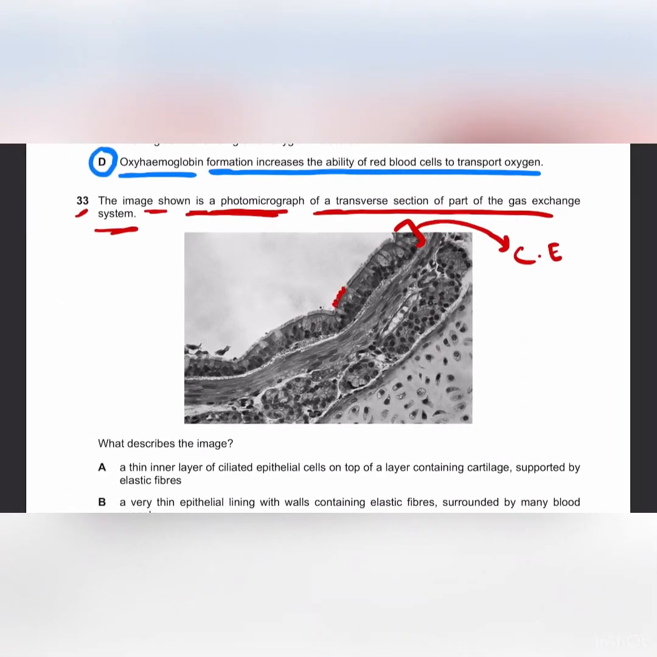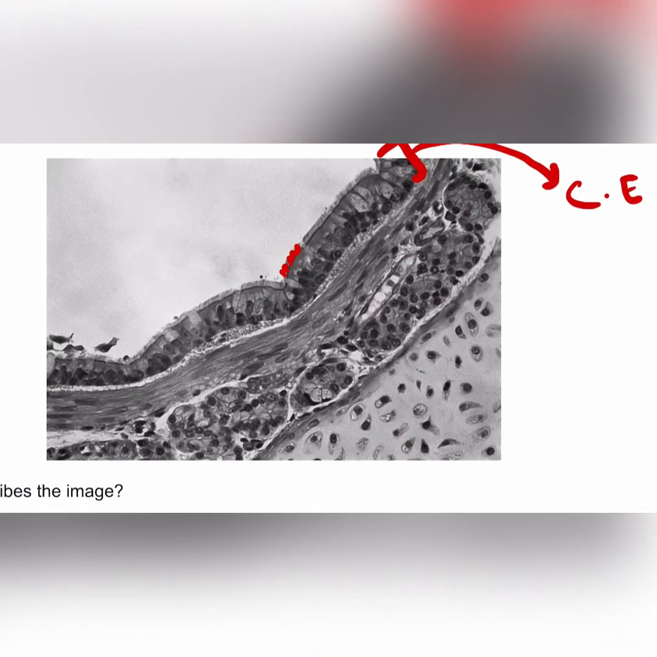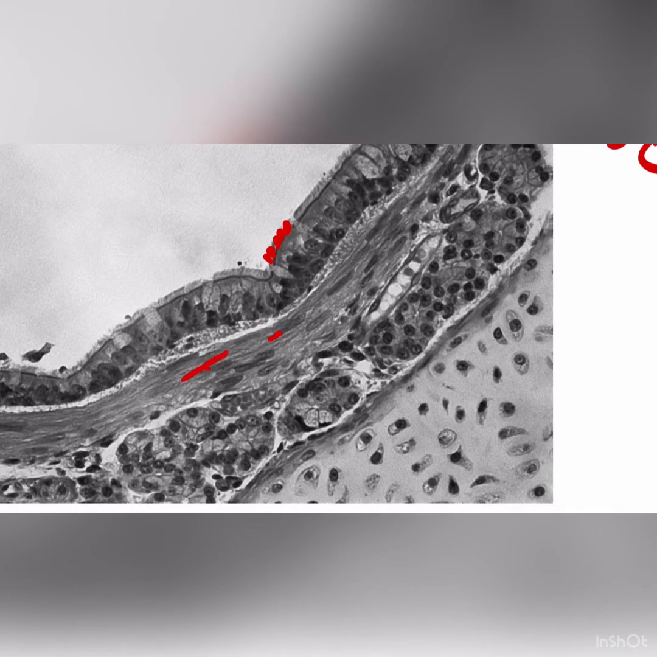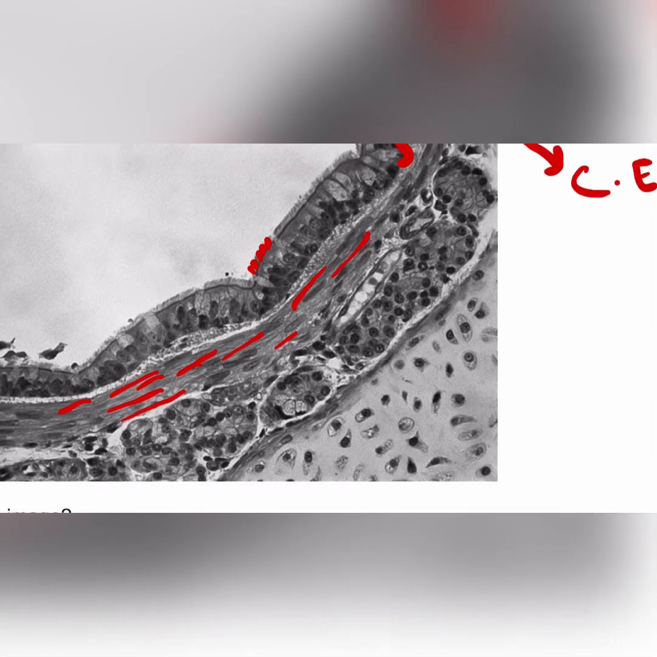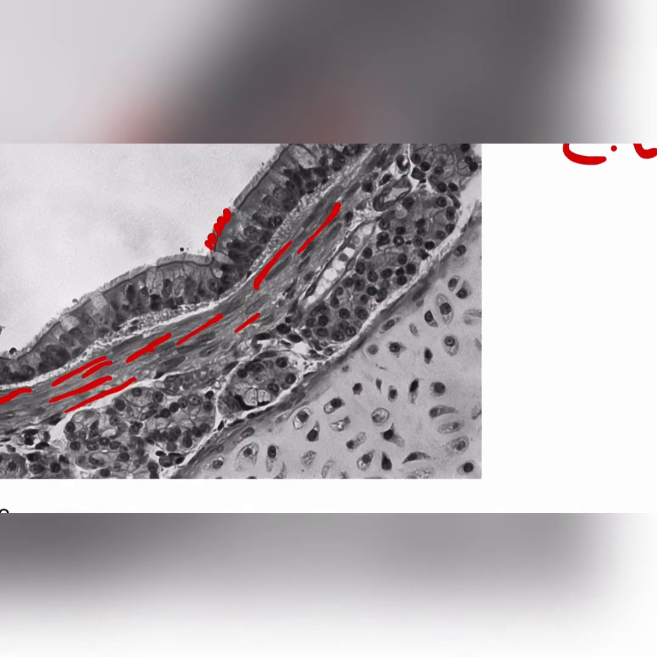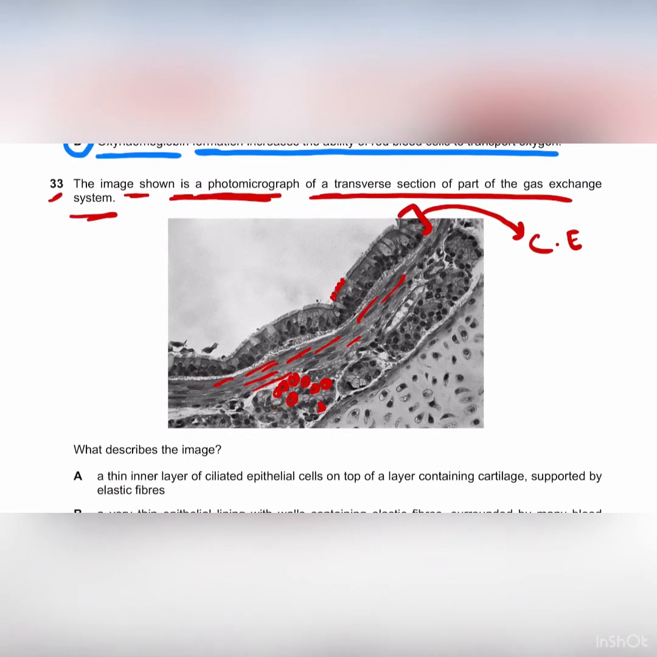Then there's a connective tissue beneath the ciliated epithelium. This connective tissue contains elastic fibers and smooth muscle. Then we have this tissue which contains glands. How do you recognize the glands? Whenever you find a lot of nuclei, this means that these are glands, because glandular cells are enormous in number. And the glands that are found in the gas exchange system are the mucous glands.